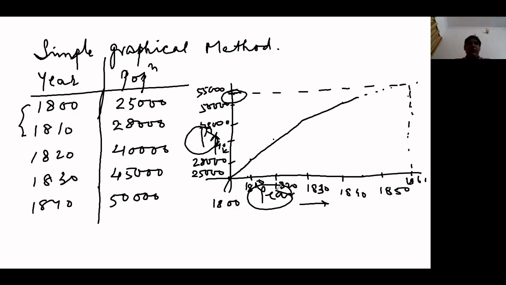We would be dealing with other methods like the incremental increase method, then the decreasing rate method, and other methods. I hope you've got a clear view of how to forecast the population by using all these methods.